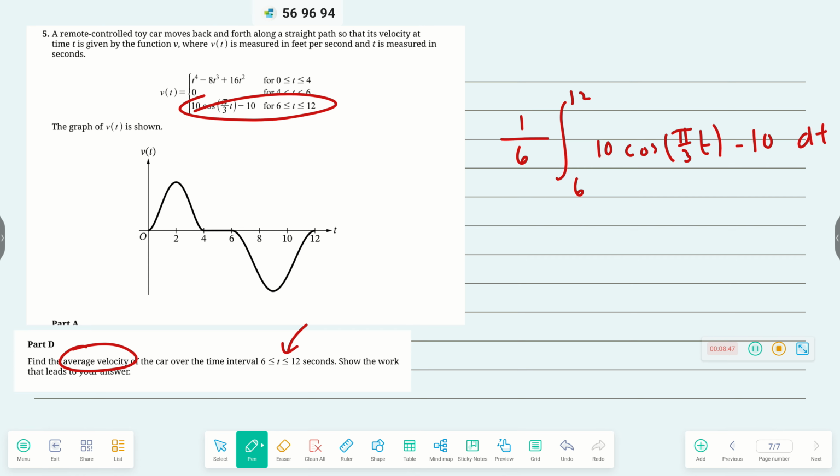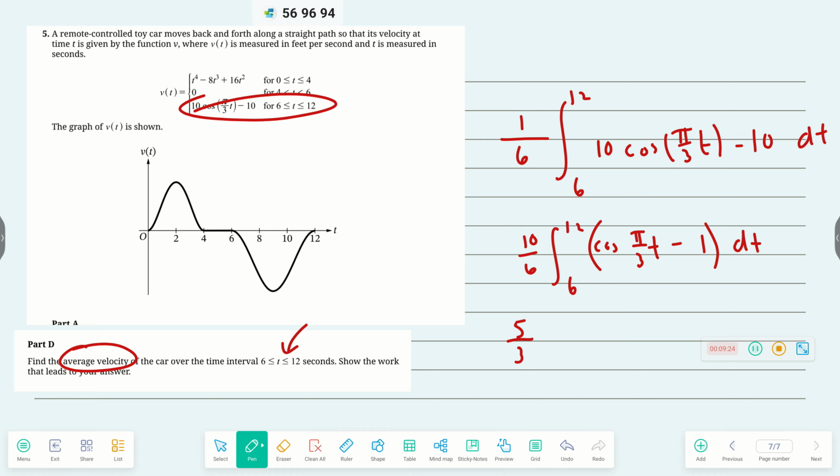So you got to take the antiderivative of that. The first thing I'm going to do is factor out a 10. So I'm going to put a 10 out here. So 10/6 from 6 to 12. And now we have cosine of pi over 3 t minus 1, dt. Now we're going to take the antiderivative. That simplifies to 5/3. But we got to do a u-sub here, don't we?